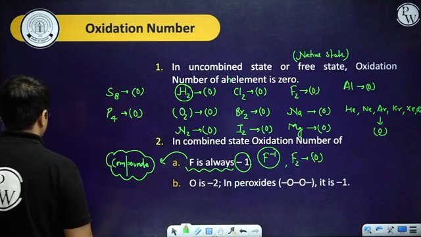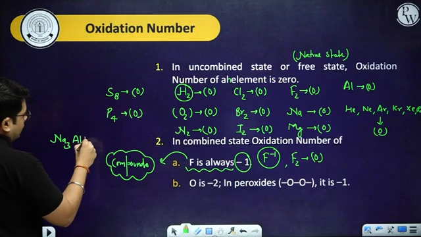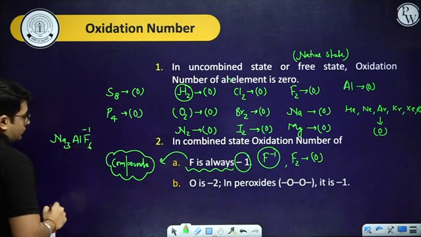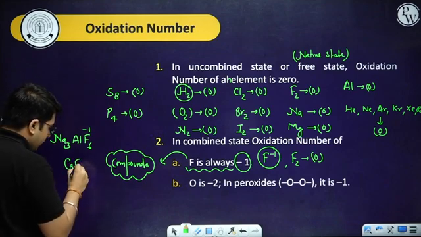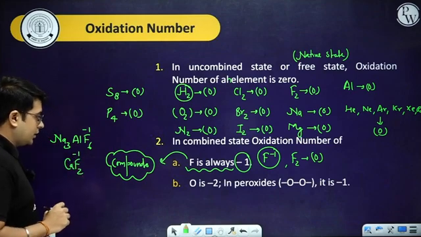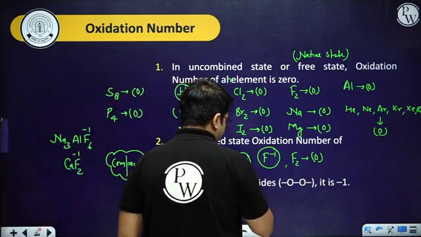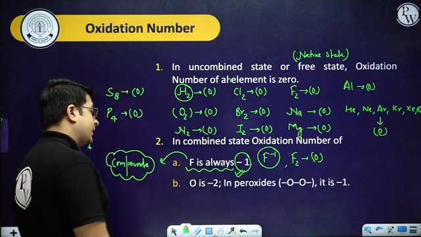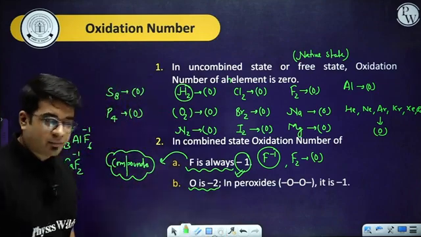Let's say I am using Na3AlF6. F will be -1. That is for sure. In CaF2, again -1. So F can only show two oxidation states. In a compound it is -1, in the native state it is 0. Nothing else.